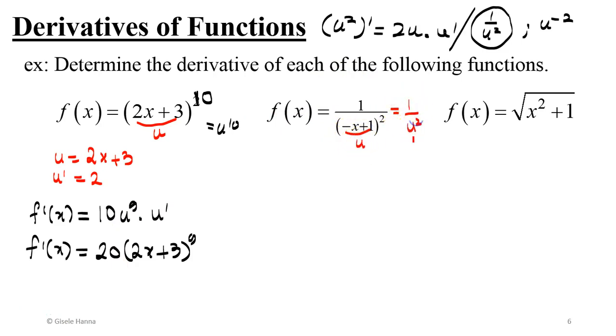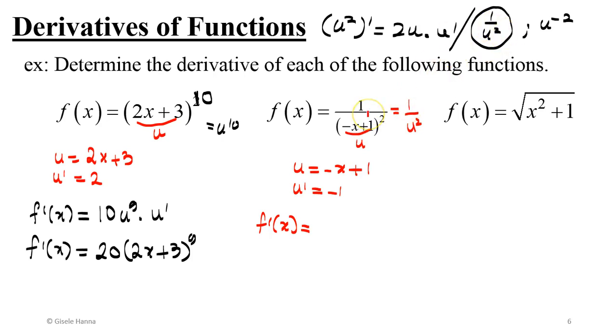So looking at it in the form 1 over u squared, u would actually be negative x plus 1. So what is u prime? This again being a linear expression, the derivative is negative 1. Now going back to the derivative of f, functions in the form 1 over u squared.